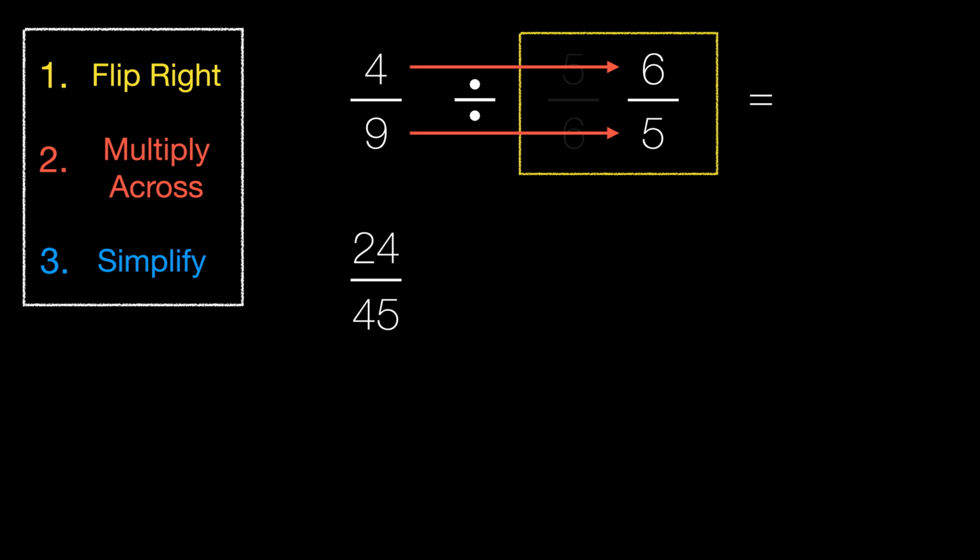In this case, 24 and 45 are both divisible by 3. So divide them by 3. 45 divided by 3 is 15. 24 divided by 3 is 8. And now that is fully simplified.